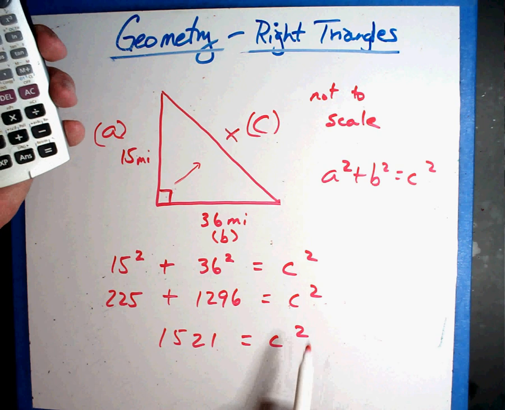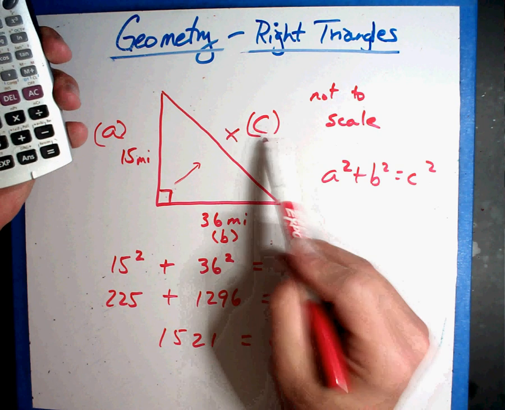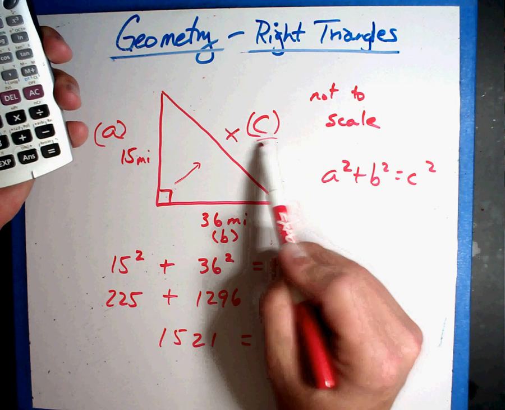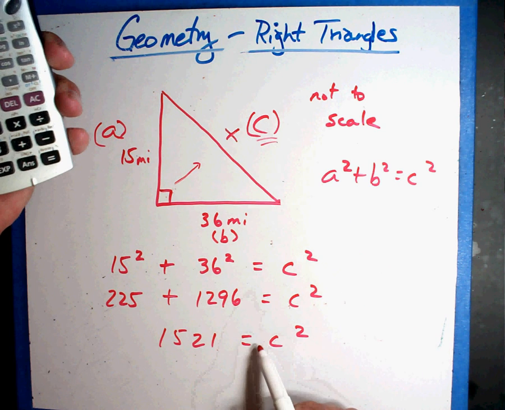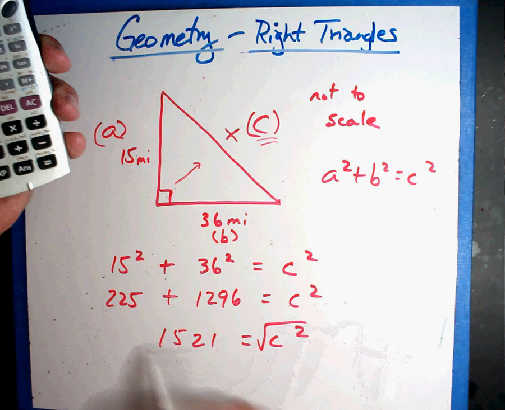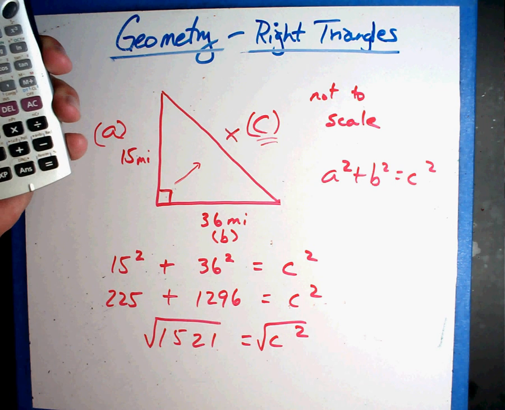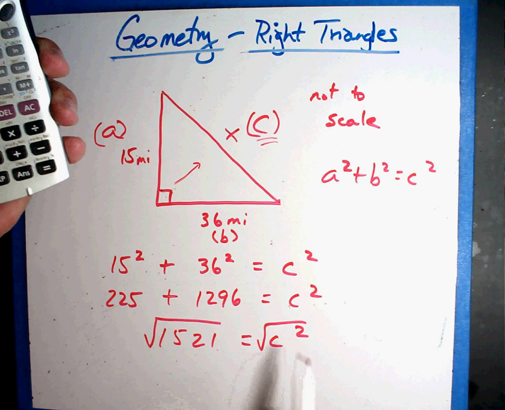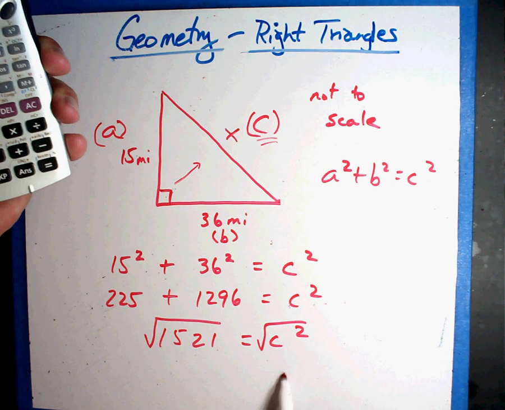Now, the question is, how long is the hypotenuse? How long is c? I want to know how long that is, not c squared. So the opposite of square is square root. And I remember one of the very first videos we talked about doing opposites all the time. Whatever you do on one side, you do on the other. So the square root of a square just comes out c.